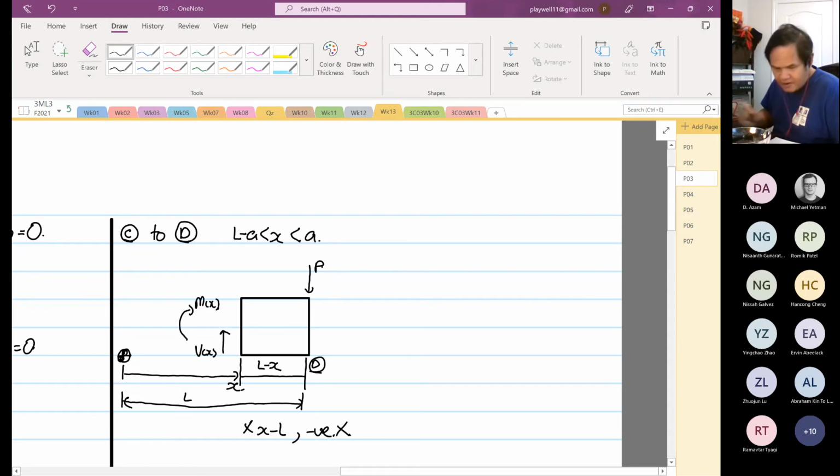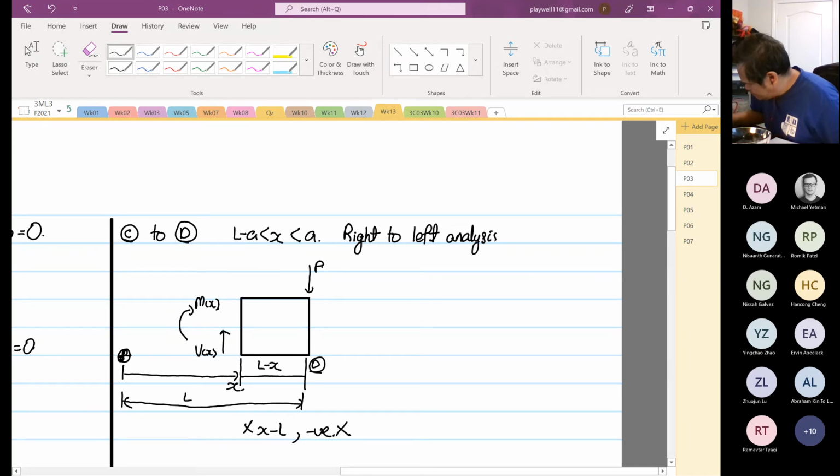So you can see that the equation is so much easier. Yes or no? The equation is so much easier to form now. Right? If we were to consider left to right, okay, we're in trouble again. This one we are looking at right to left analysis.